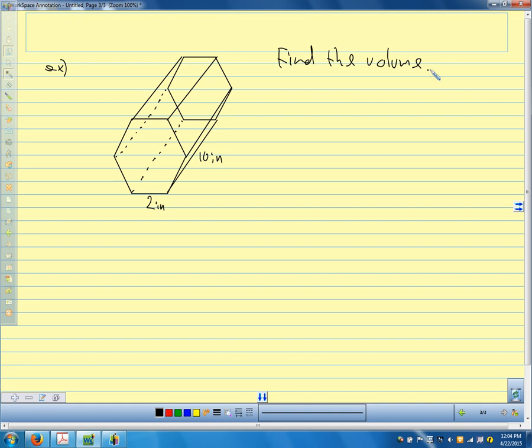So what kind of shape is this? Hexagonal prism. So what is our base? The hexagon is the base. The base is a hexagon. So we know our volume is the area of the base times the height. So we need to find the area of the base. I'm going to put that over here. So finding the area of the base means we have to find the area of that hexagon.